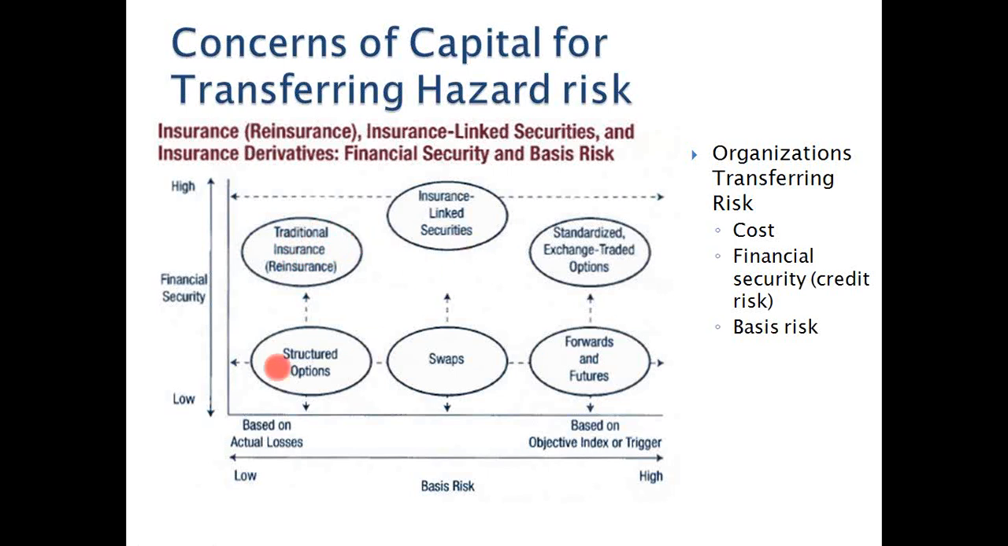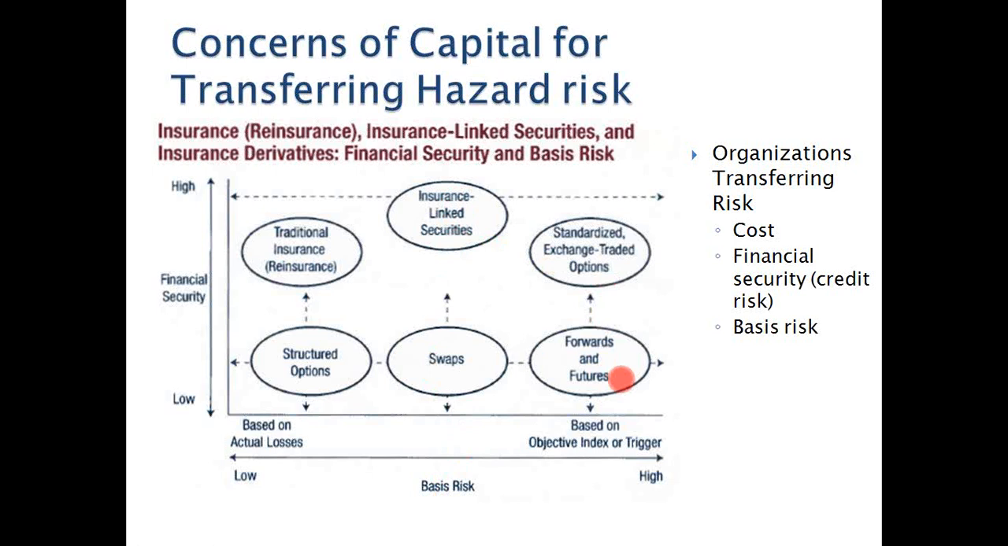As we move over, you can kind of see where these things move over to this corner: standardized exchange-traded options or insurance-linked securities. The financial security looks fairly high because it's collateralized. Again, that's why there's financial security on this side. But for the basis risk, I may not have enough money depending on the market.